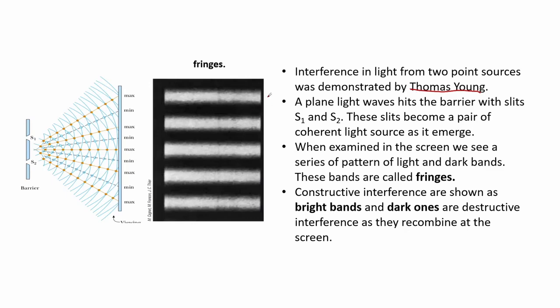When examined on the screen, we see a series of patterns of light and dark bands. These bands are called fringes. Constructive interference is shown as bright bands, and the dark ones are destructive interference, as the waves recombine at the screen.